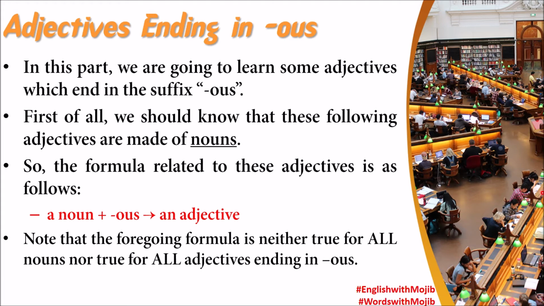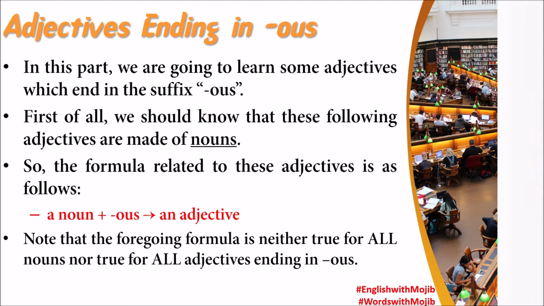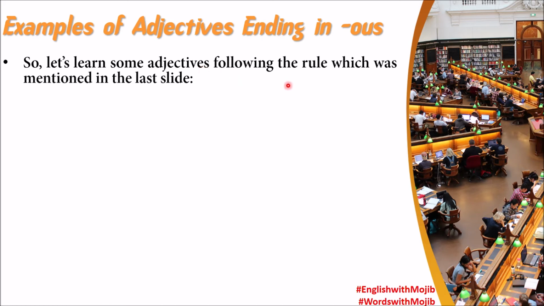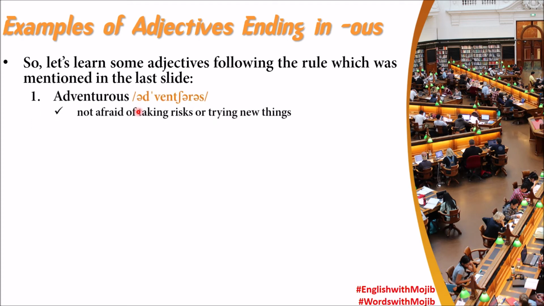So we have this formula, but it's not true for all the nouns and even not true for all the adjectives ending in OUS. But in this presentation, we're going to have adjectives following this formula. So let's learn some adjectives following the rule which was mentioned in the last slide. So we're going to have 6 adjectives ending in OUS which are made of specific and special nouns. Okay? So first of all, adventurous.